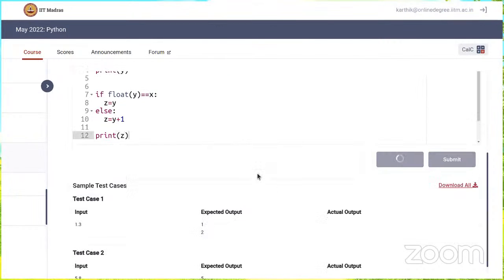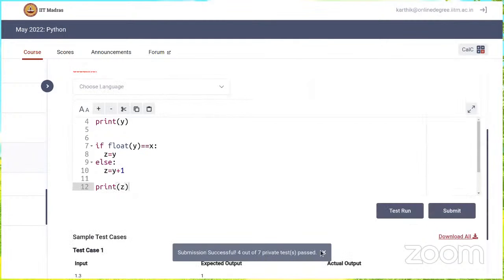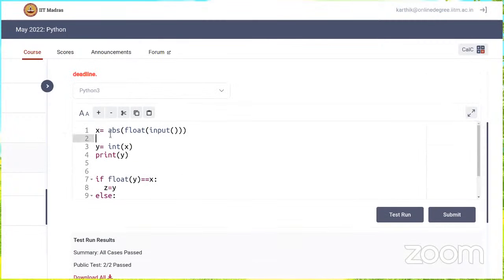Okay, public test cases are passing. Okay, we are getting 4 out of 7. So what could have gone wrong? Any idea? Y is already an integer, so if you convert that into float, it uses the decimal place, right? Sorry, X is already converted into an integer.